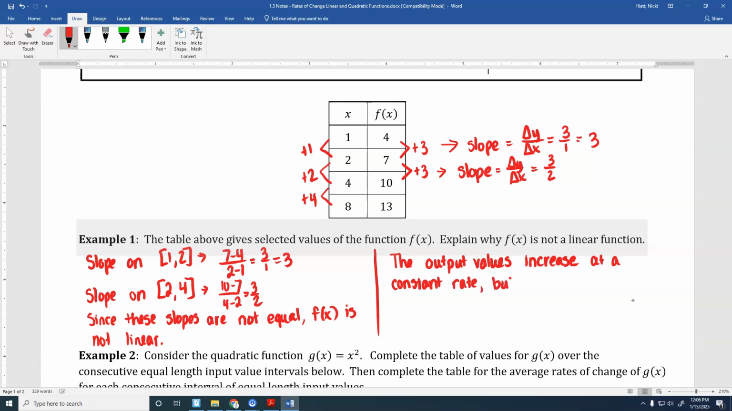But the input values do not. So this function cannot be linear.